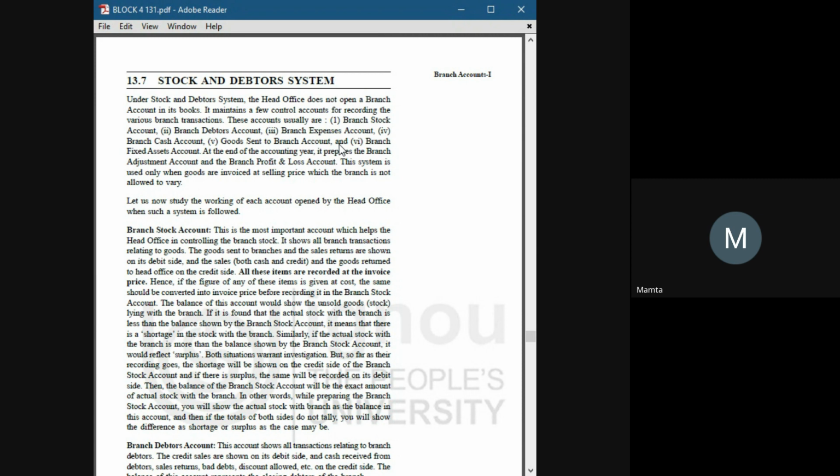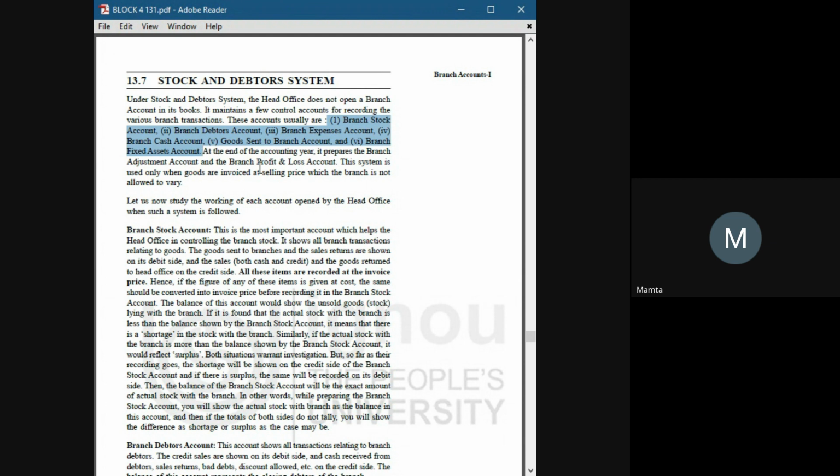These accounts usually are branch stock account, branch debtor account, branch expenses account, branch cash account, goods sent to branch account, branch fixed asset account, and all these kinds of accounts a head office maintains under the stock and debtor system. At the end of the accounting year, it prepares the branch adjustment account and the branch profit and loss account.